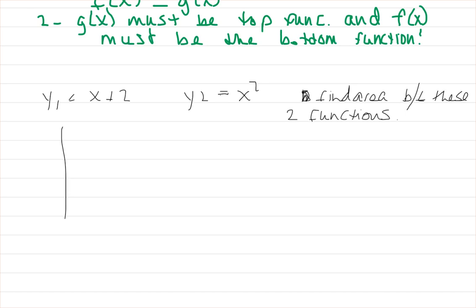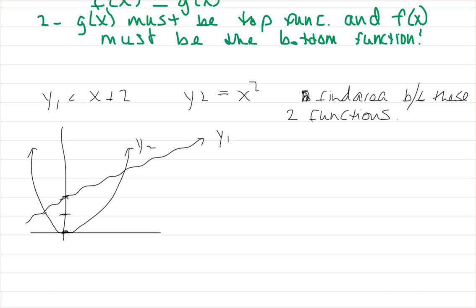First thing we got to know is, what does this picture look like? Well, I know that y equals x squared is going to look like this. So that's y2. And then y1, if we mark off our y-axis here, y1 is going to look something like this. Okay, there's y1. And so we're looking for this area in between. What do we have to find? We have to find A and we have to find B.